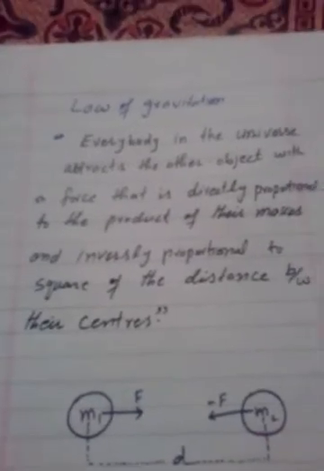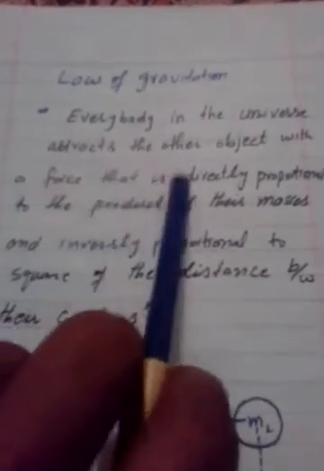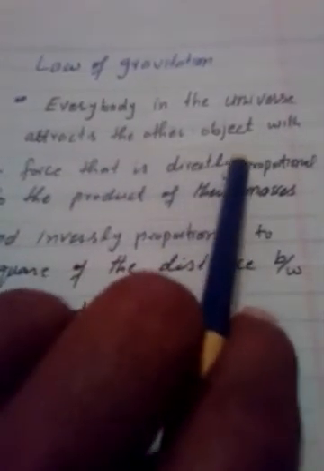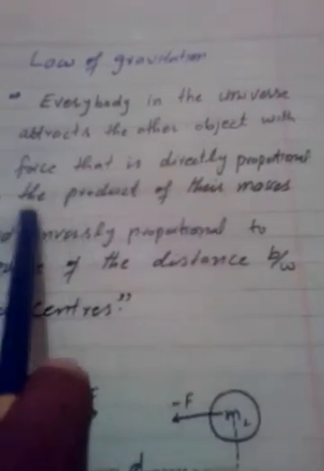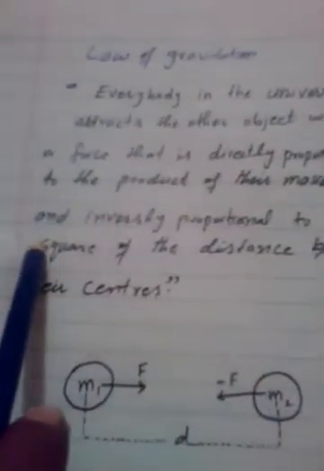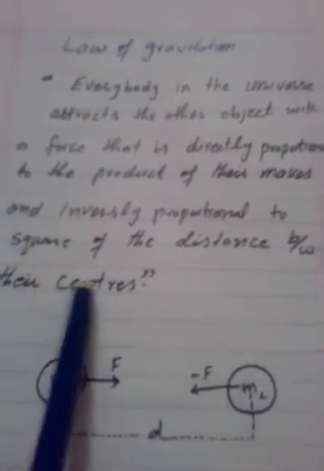The law of gravitation is defined as: every body in the universe attracts the other object with a force that is strictly proportional to the product of their masses and inversely proportional to the square of the distance between their centers.